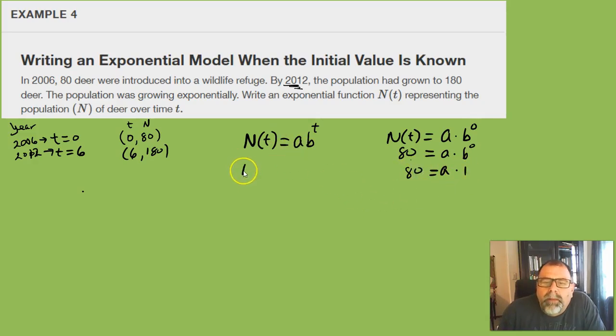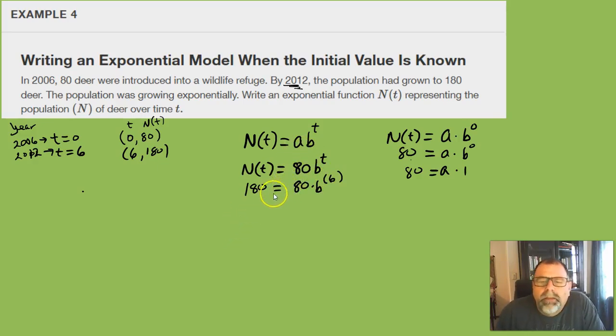Okay, so now we can plug in, so I said it wrong a minute ago, but this is what you do. So you're going to plug in the 80 for a. Now you got to figure out what b is. So you're going to plug in the second point, remember, this is your n of t, n or n of t, same thing. So 180 is equal to 80 times b to the 6. We don't know b. We got to figure that out. And we got to solve it for that.